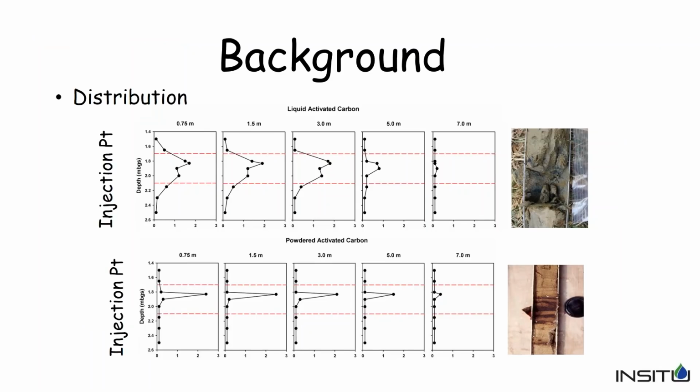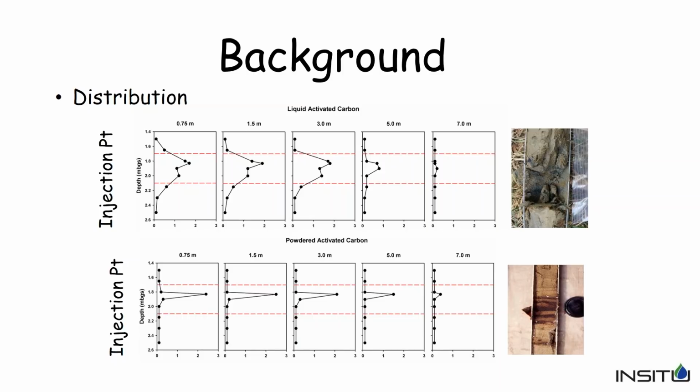This is from another site. It wasn't done at this site, but it's a site where we did a side-by-side comparison of a powdered activated carbon against the liquid or colloidal activated carbon. We wanted to look at the distribution: the distance from the injection point, as well as how well it went into what we call the target zone. The target zone is identified in each graph by the dotted lines at about 1.7 and 2.1 meters below ground. That's where our contamination was focused, and where we wanted the reagent to go.